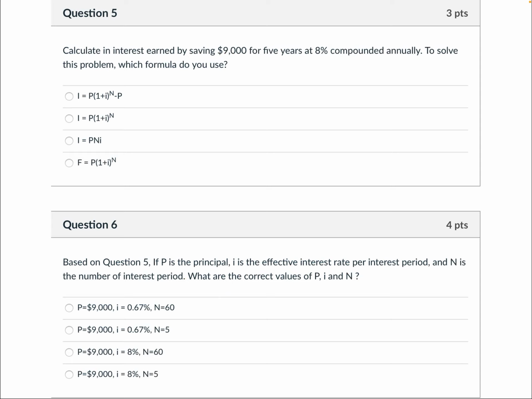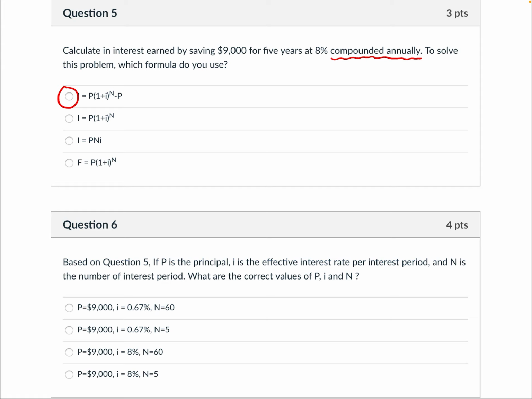So question number 5 is a new one. It's to calculate the interest earned by saving 9,000 for 5 years at 8%. Sounds the same as the first question, right? But it's compounded annually. So it's a compounding interest problem. So the compounding interest problem formula is this one. To use this formula, you first need to decide the values for those variables P, I, and N.